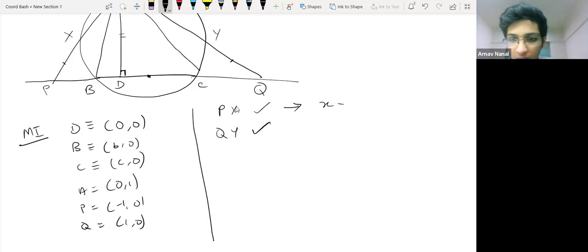Px is x minus y equal to 1, or y minus x equal to 1. So it's y equal to x plus 1, and Qy is x plus y equal to 1. Everyone sees this, right?